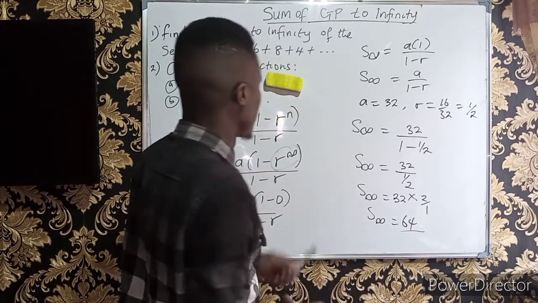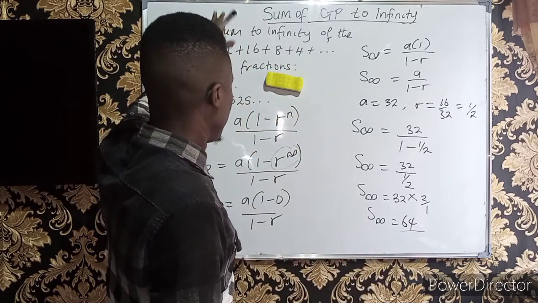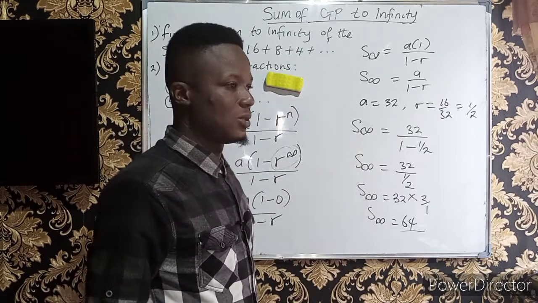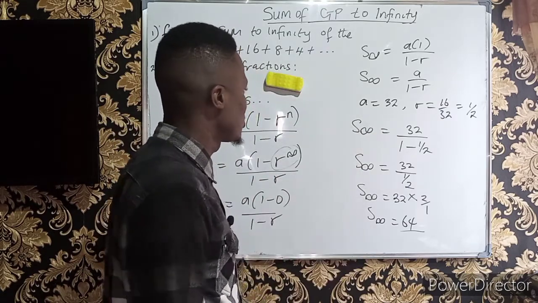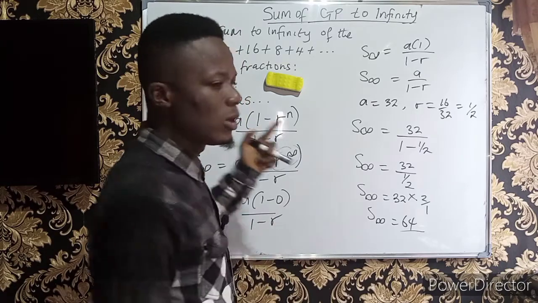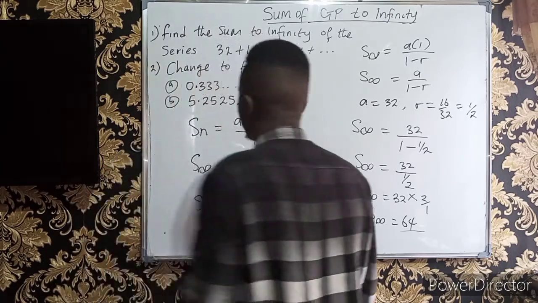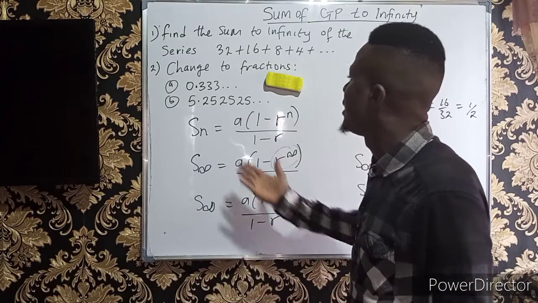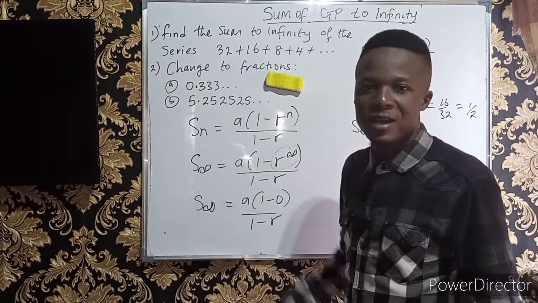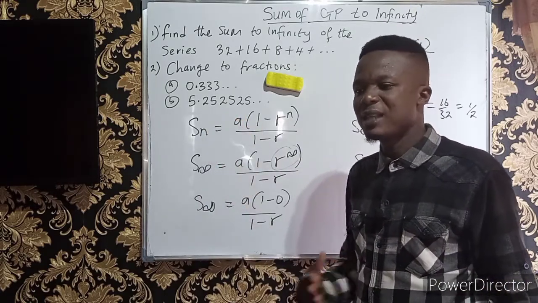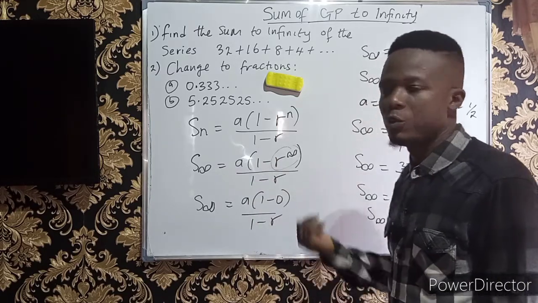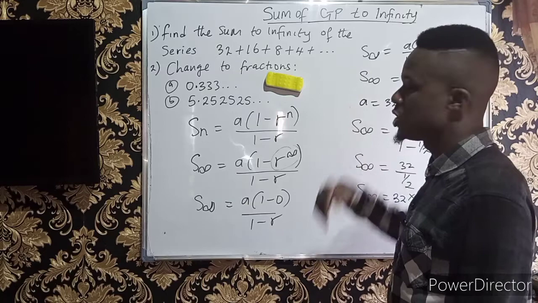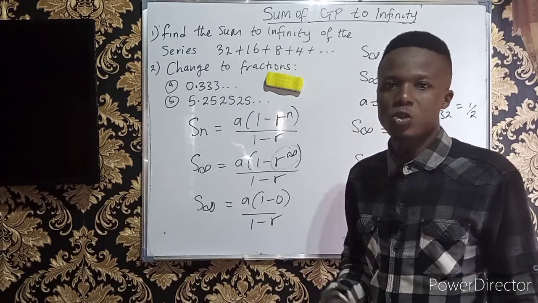So the sum to infinity of this GP is 64. When you keep on adding to the extent that you get to a point where you can't go further, you are getting 64 as the sum to infinity. Now I want to tell you the importance of the sum to infinity of a GP. It can be employed to change recurring decimals, that are repeating, into fractions. That is possible with the help of the sum to infinity of a GP, and that is what I'm going to show you now.